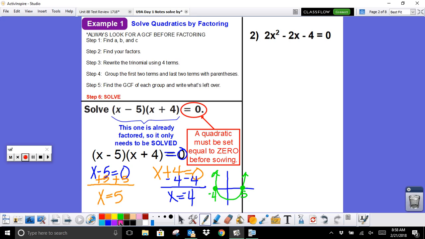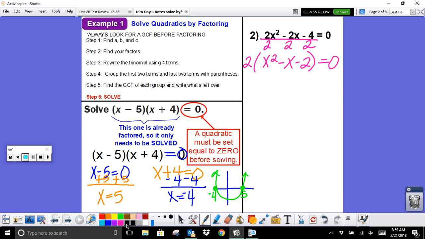All right, so let's go over here to number 2. So remember, before you even start to factor, it has to be equal to 0, okay? This one is, so we can start to factor this. Remember, the first step of factoring is to find your GCF. So here I can see that 2 goes into all these numbers. So I'm going to take that 2 out. That leaves me with x squared minus x minus 2 equals 0.